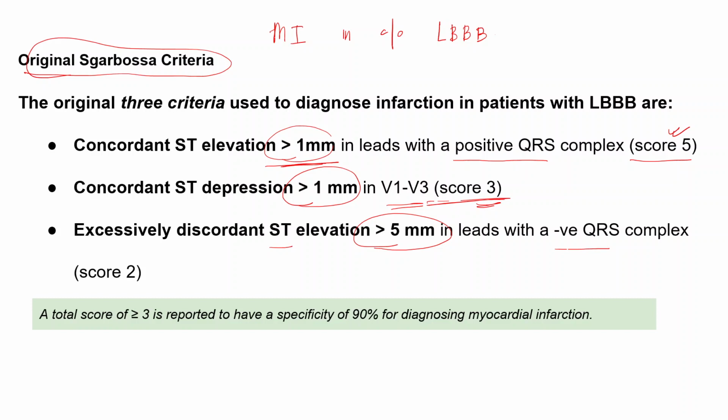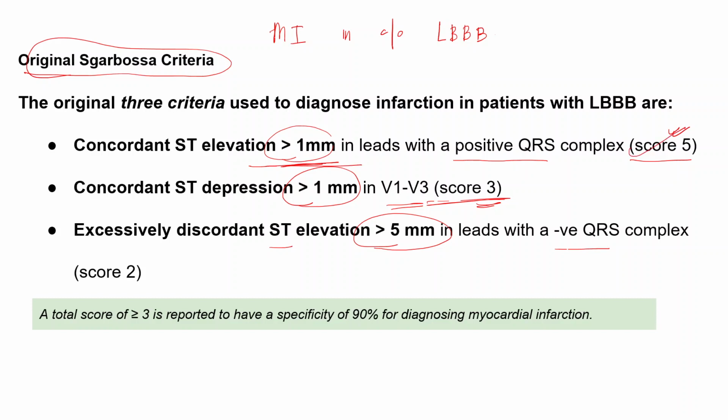I hope it is clear now. Even if you don't understand this, you can just forget it because it's not very important. The name of the criteria is important, but the details are not important, until in a real life scenario where you have to see LBBB and differentiate it from myocardial infarction. And it's really difficult, even in a real life scenario, to apply this criteria. It is really difficult.